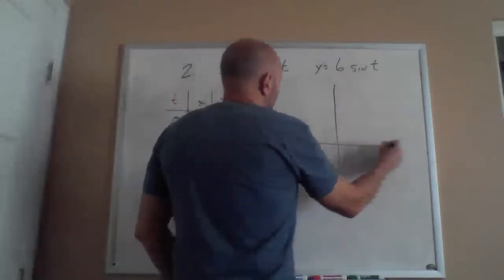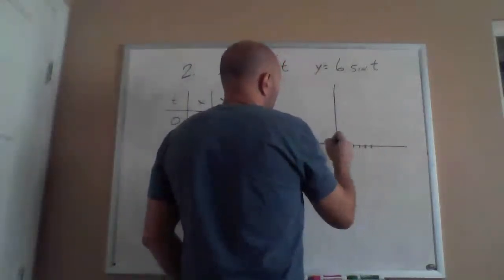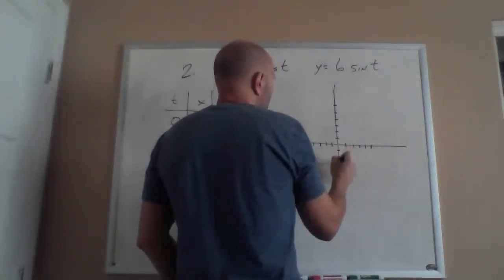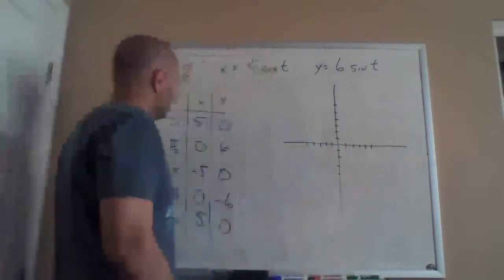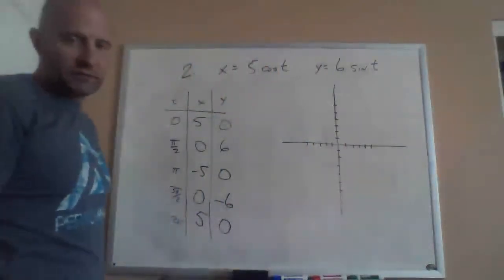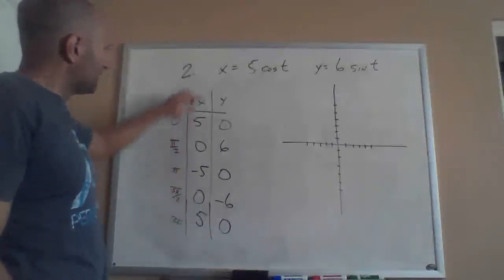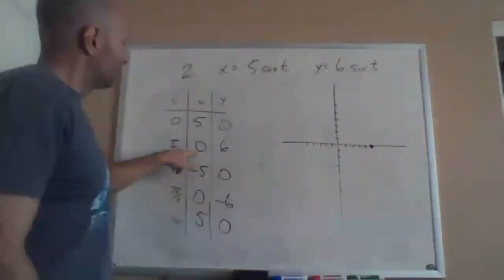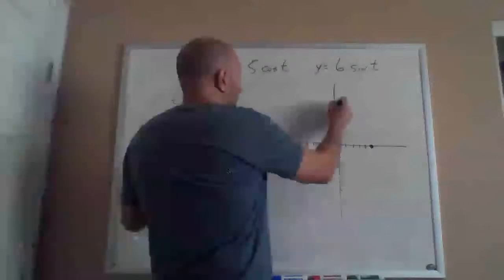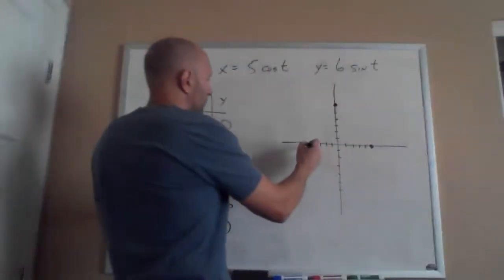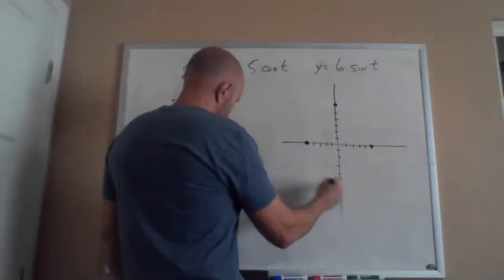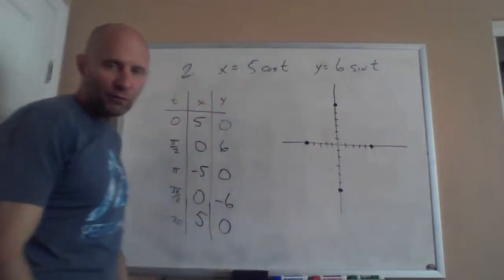So now that I have my table, I can plot these points. So now I'm not even worried about t anymore. It's just my x's and y's. So first I have 5, 0. So that's over here on the x-axis. And then 0, 6. So that's up here on the y. Negative 5, 0 over here on the left. 0, negative 6. And then back to 5, 0.